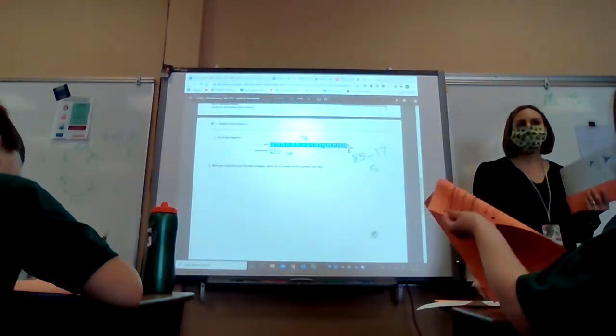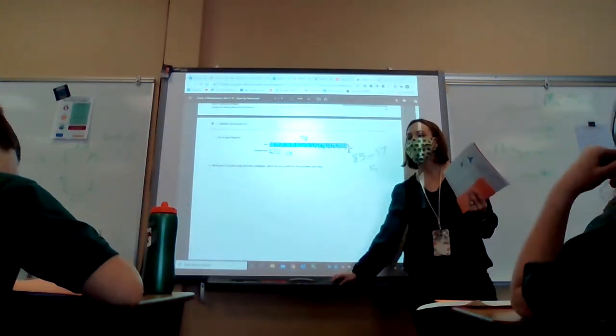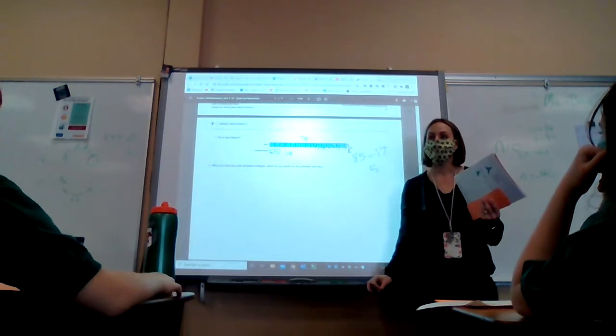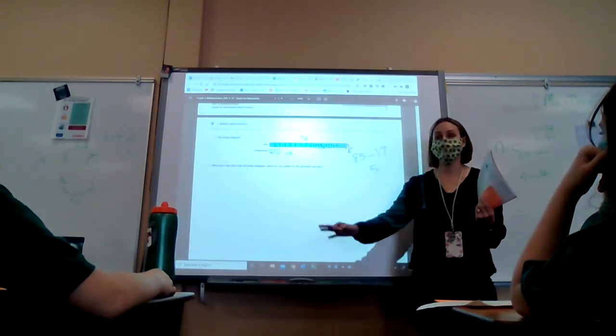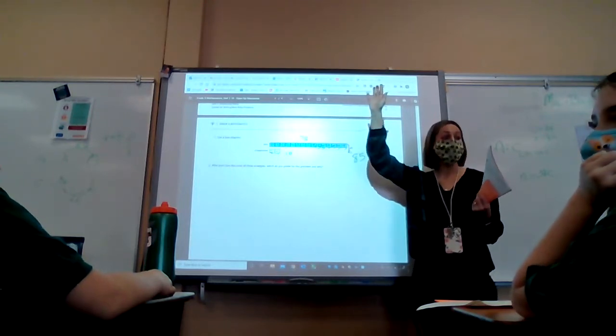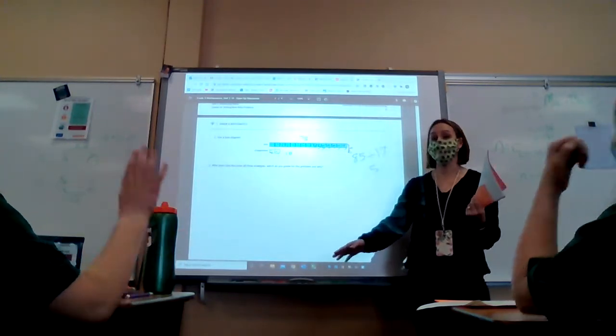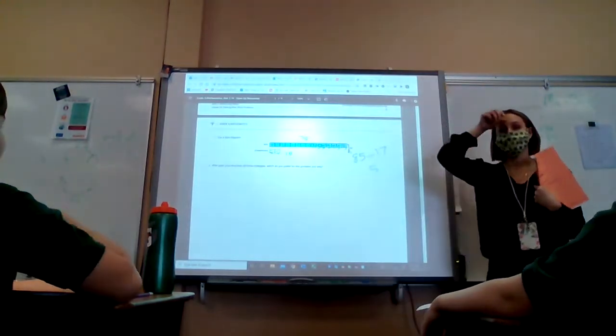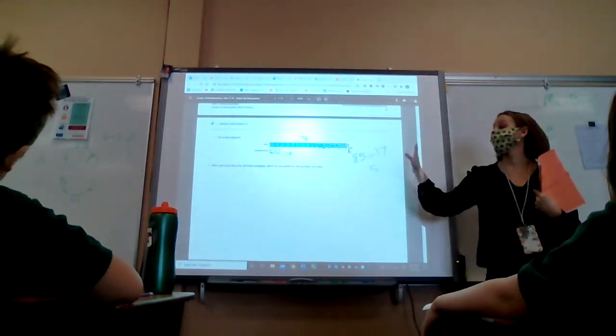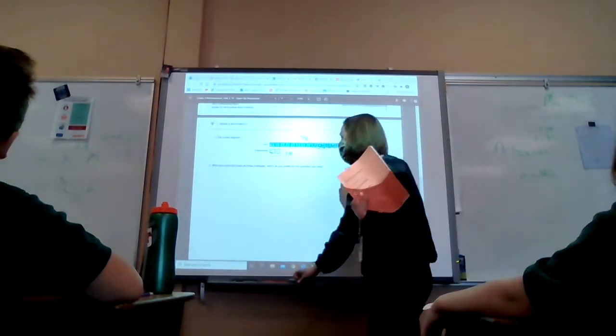How many of you have one you prefer? One you like better? Table, number line, or tape diagram? Okay. I like table. How many of you like the number line better? How many of you like the table better? How many of you like the tape diagram? Actually, I like table. The tape diagram is very visual. All of them are very useful.